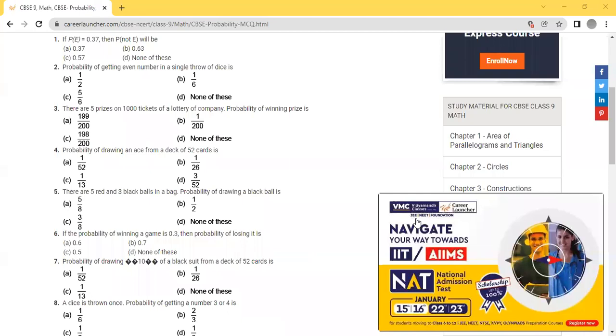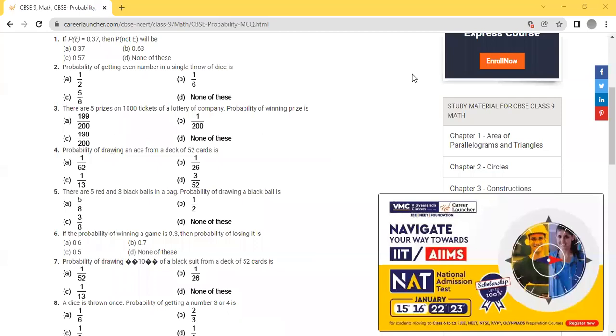There are 5 red and 3 black balls in a bag. Probability of drawing a black ball is 3 by 8. Okay, so total there are 8 cards. Probability of black card is 3 by 8. What is the probability of red card? That is 5 by 8.